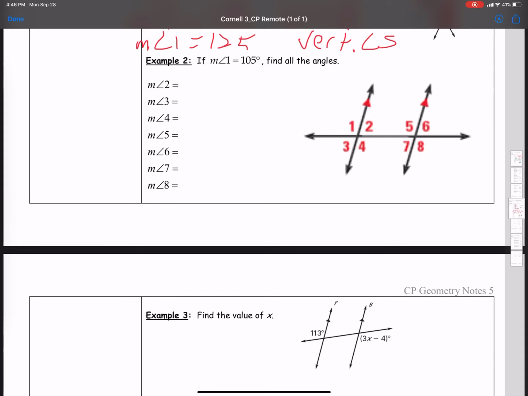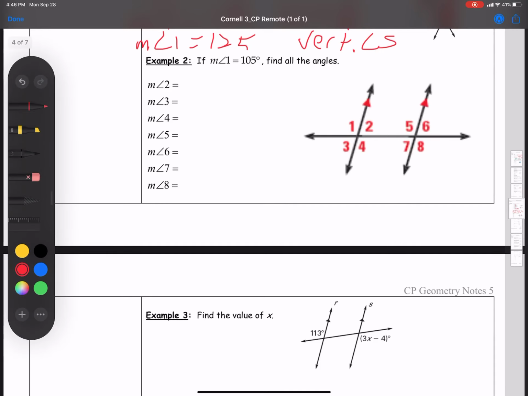Example 2: if the measure of angle 1 is 105, find all the angles. Okay, well, here we go. If this is 105, 8 is also going to be 105 because they are alternate exterior angles. So is 5 because they are corresponding angles. And number 4 is also going to be 105 because it forms a vertical angle with angle 1.